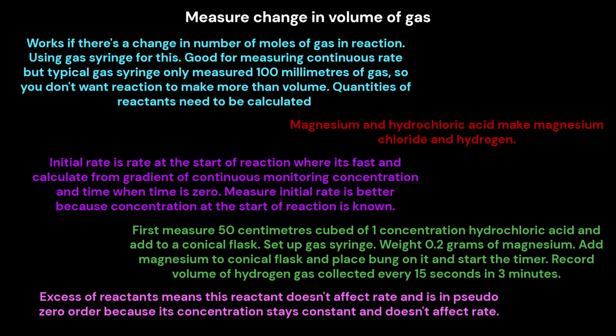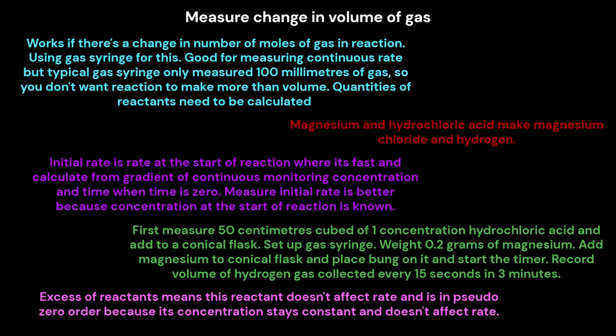Magnesium and hydrochloric acid make magnesium chloride and hydrogen. The initial rate is the rate at the start of the reaction where it's fast, and is calculated from the gradient of the continuous monitoring concentration and time graph when time is 0. Measuring the initial rate is better because the concentration at the start of the reaction is known.